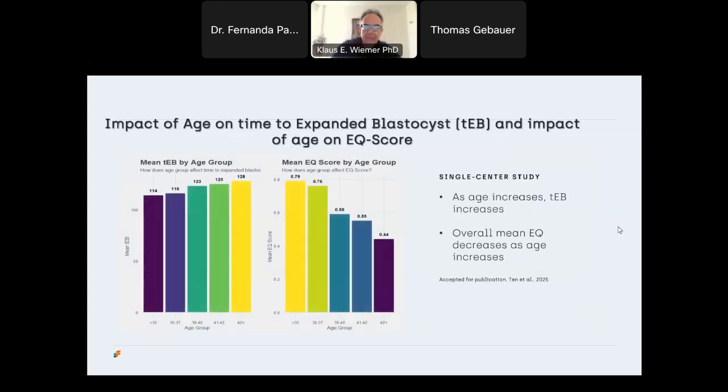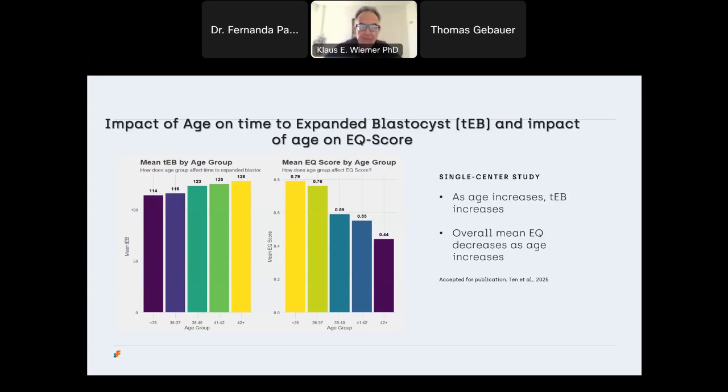And so then the other things that we're able to do now, and we've often seen this clinically in the laboratory, those of you who really think about this, is that often our older patients tend to have more embryos available for biopsy on day 6 or even day 7.